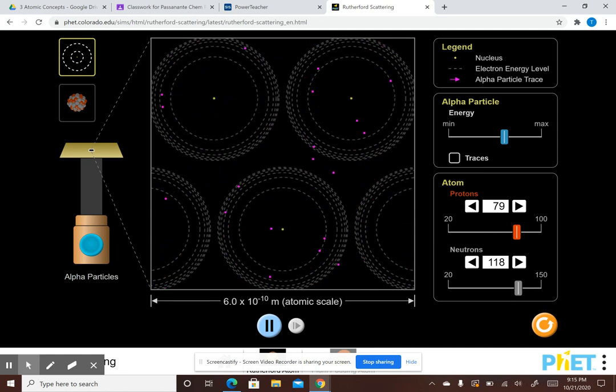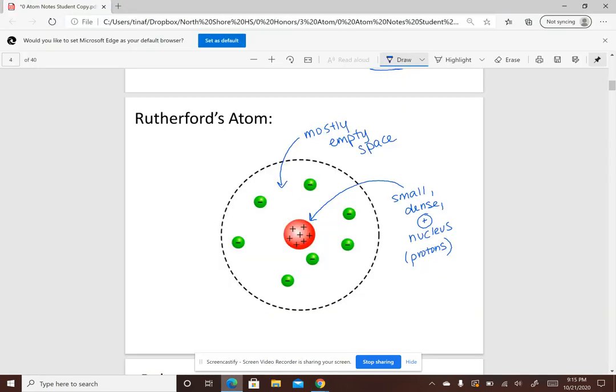They bounce away because positive and positive repel. And only some of them are hitting the nucleus because those nuclei are very small. So the chances of hitting into it are not big. Most of those purple dots, most of those alpha particles, if you look at what they're doing, they're going straight. They're starting at the bottom and going straight through to the top. And that's because mostly what we have in this picture is empty space. Okay, so that was kind of a big deal.